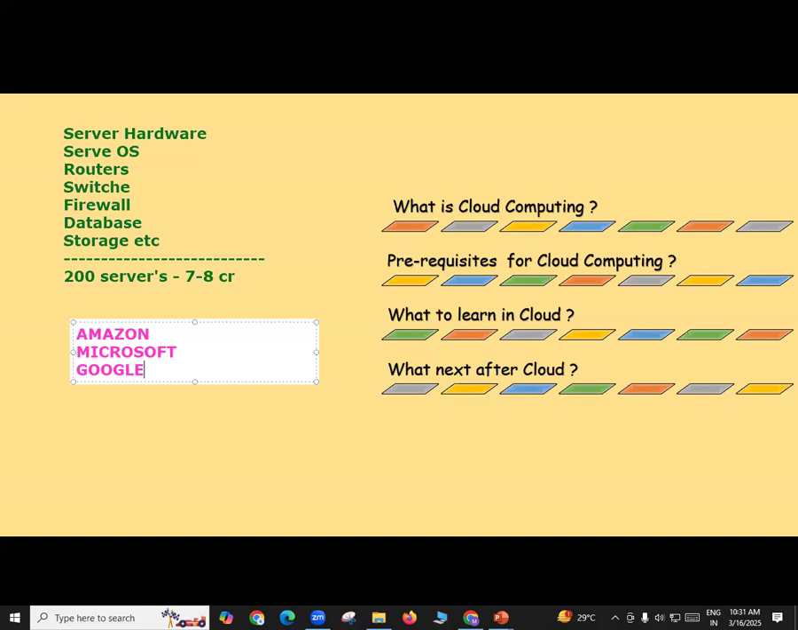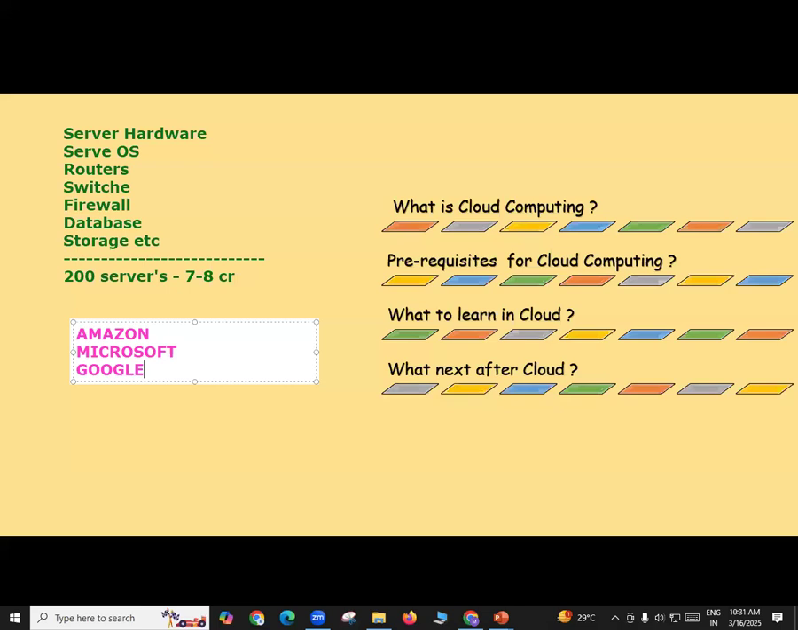Cloud computing is a concept where we are taking resources on lease or on rent from a cloud provider like Amazon, Microsoft, and Google. There are many more cloud providers, but let us just talk about these top three cloud providers. So we'll take resources from them and we will run our applications and we'll store our data.